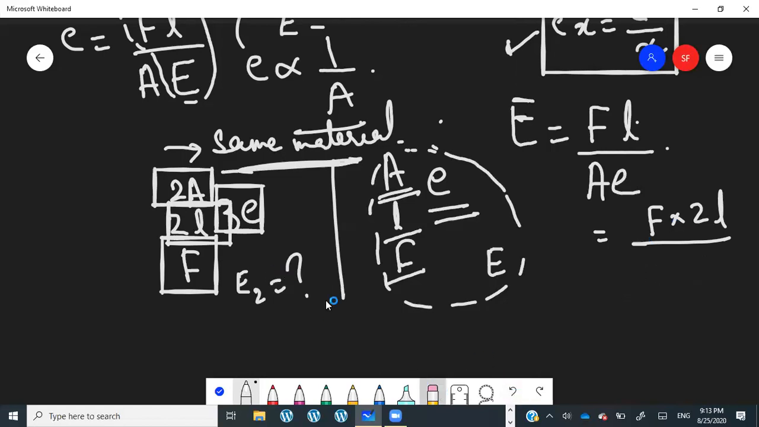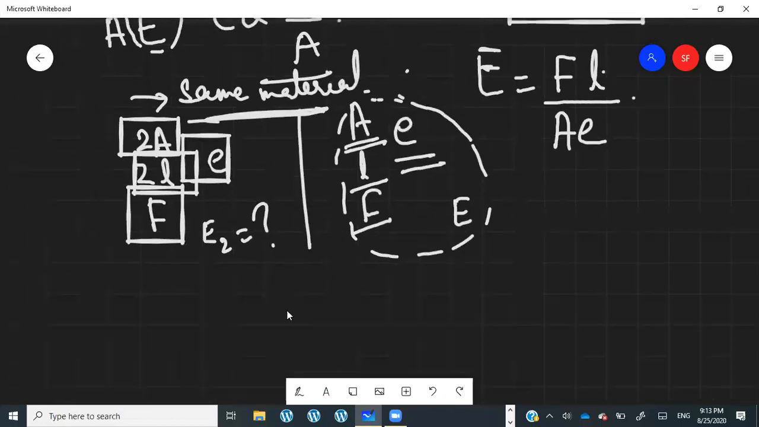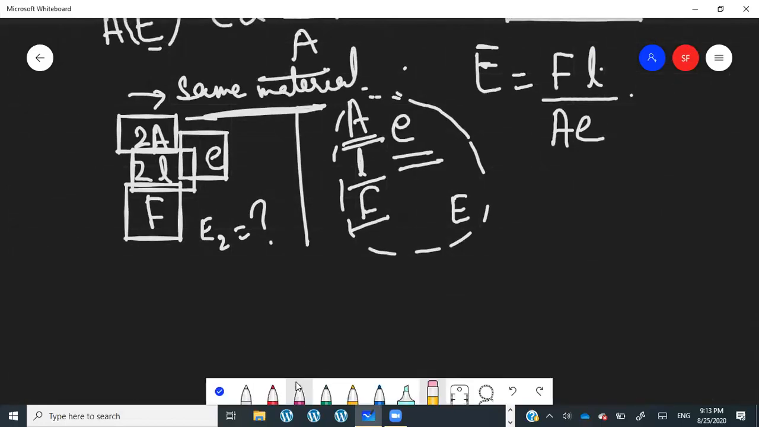Okay, let me modify this a bit. The extension is the same, okay? Now, E is going to stay E, and the reason for that is, as you said, 2 and 2 cancel out. That's why it's going to stay E. It remains the same. Okay.